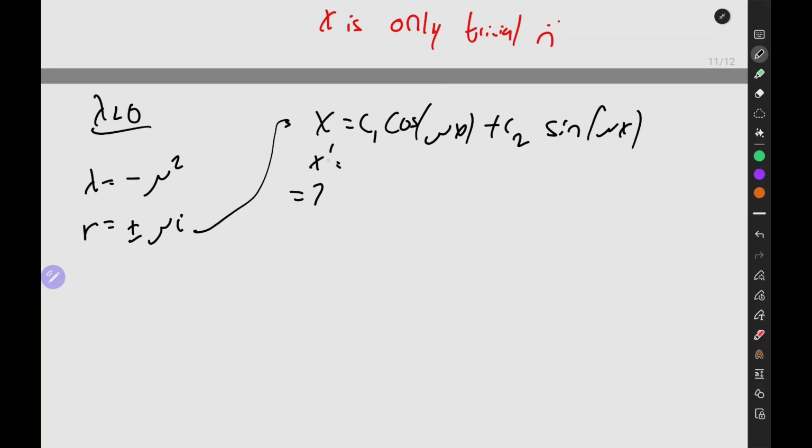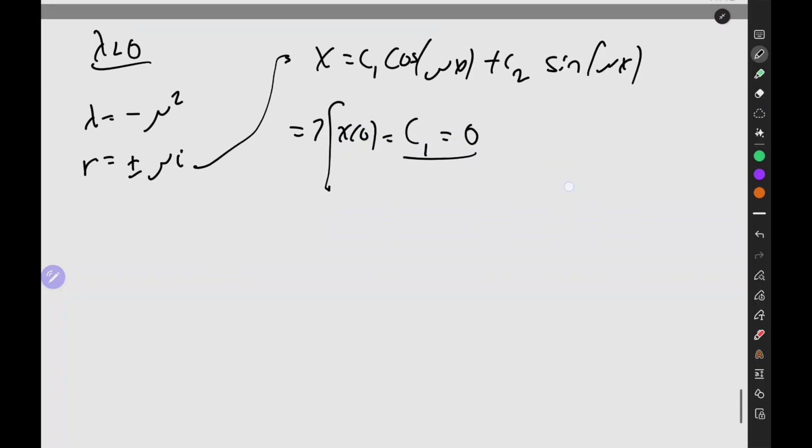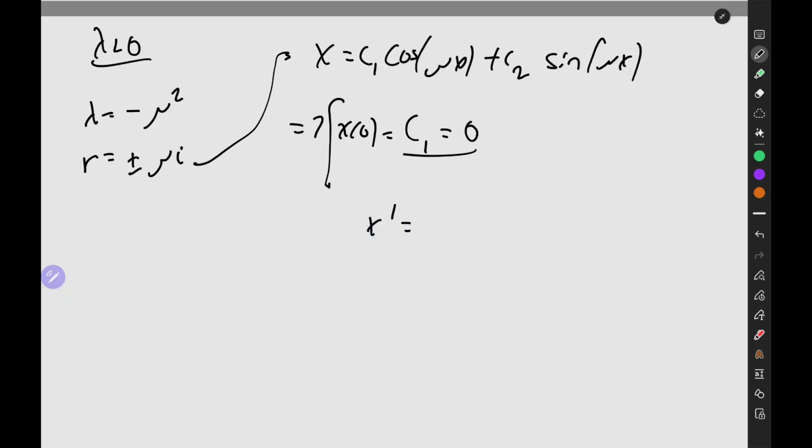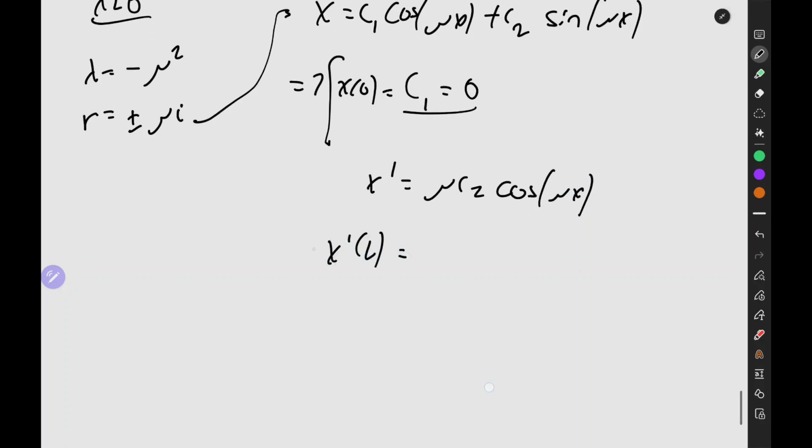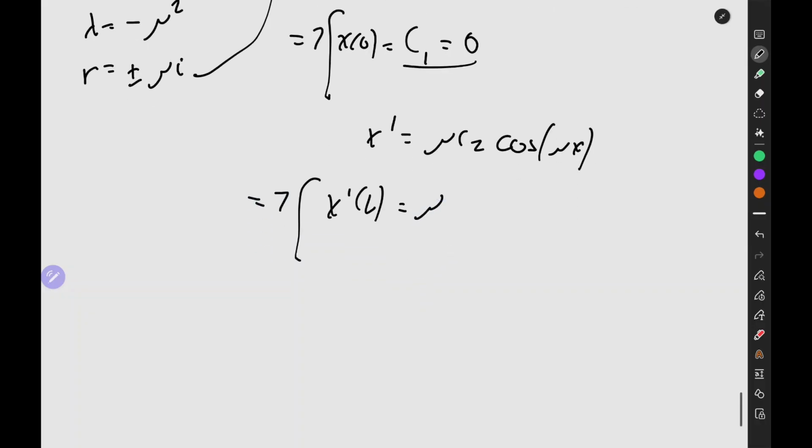Yeah, take the first derivative. Actually, we don't even need to take the first derivative until after the second one. So let me just go, make our life easier. Let's just say C1 equals 0. Then we could take the first derivative, because then we're just going to be mu C2 cosine, because I've taken the derivative of that sine term. X prime of L. That's a much better way of doing it. I should have done that before. Mu C2 cosine mu L equals 0.